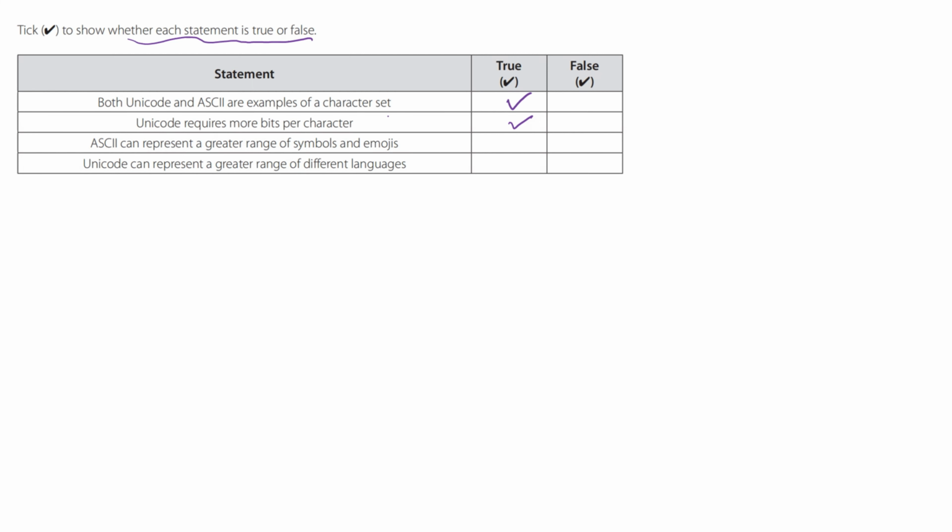Next one, ASCII can represent a great range of symbols and emojis. No, ASCII can only represent 255 characters, right? Next one is Unicode can represent a great range of different languages. Yes, that is true. Unicode can represent different languages, for example, Chinese, Spanish, or many other languages.